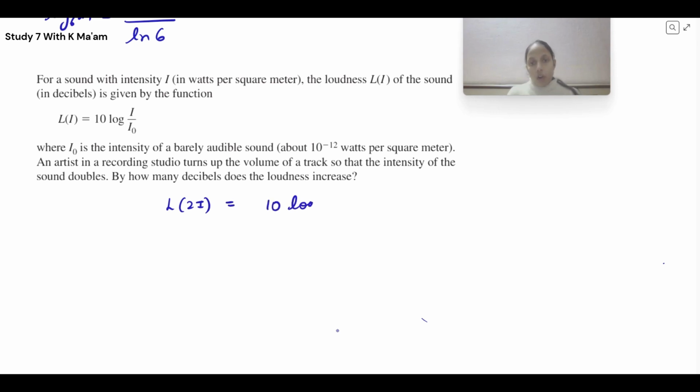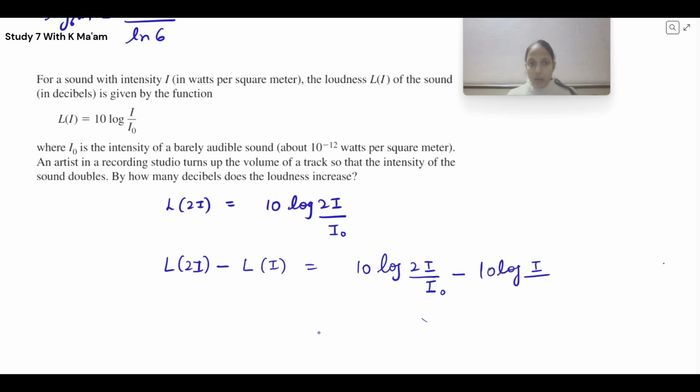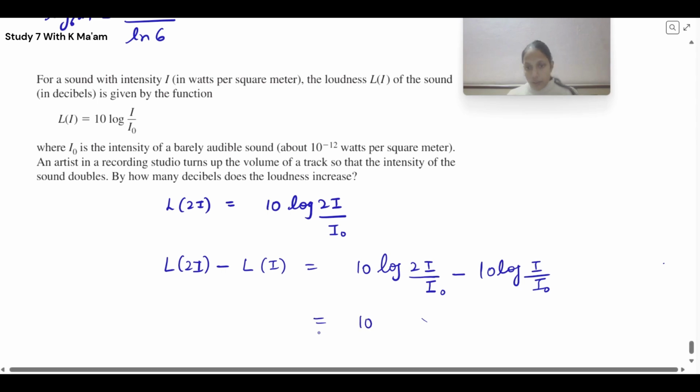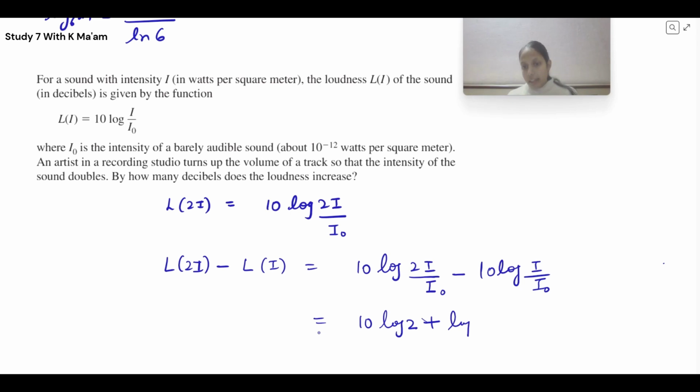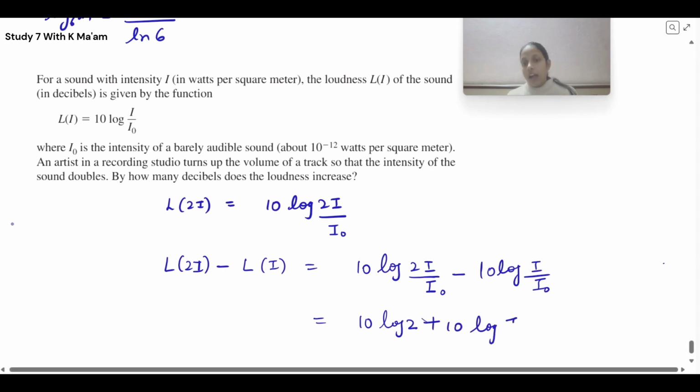So 10 log I changes into 2I, over I naught. I have to find how much I need to increase, so I will find the difference: L of 2I minus L of I. That is 10 log 2I over I naught minus 10 log I over I naught. Here I can use the property. I can write 10 log 2 plus 10 log I over I naught, minus 10 log I over I naught.